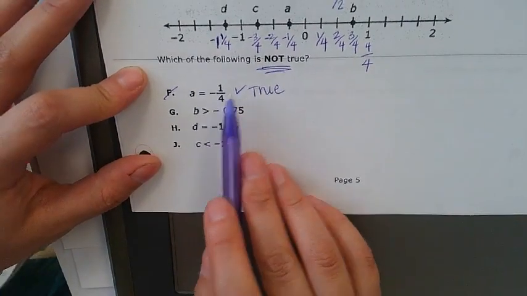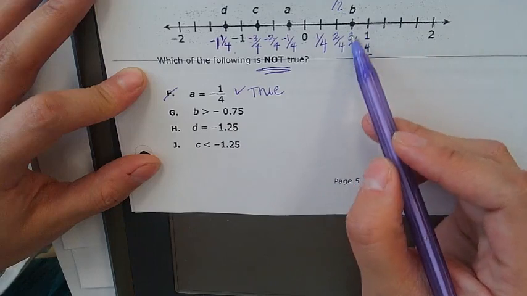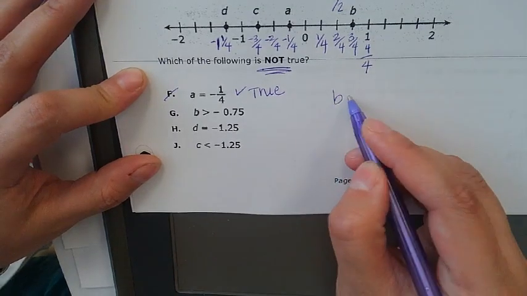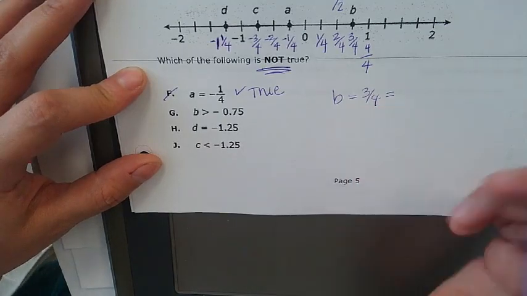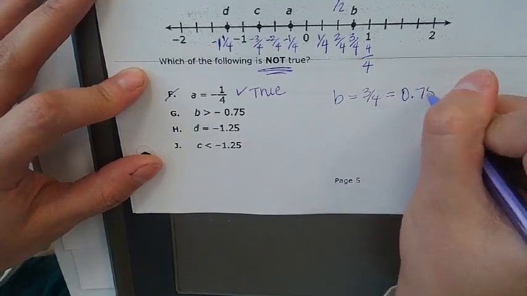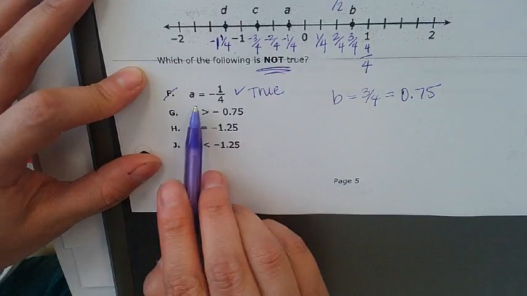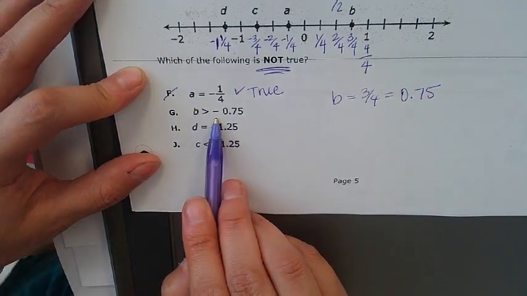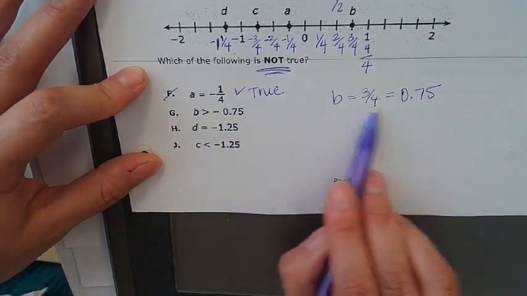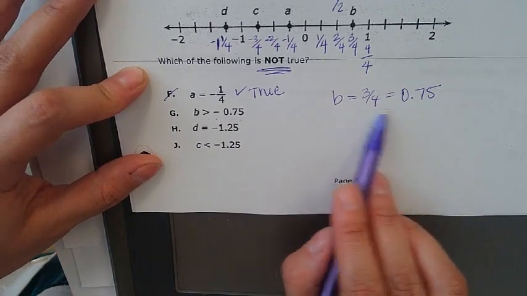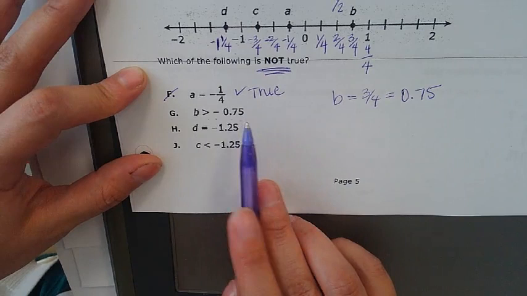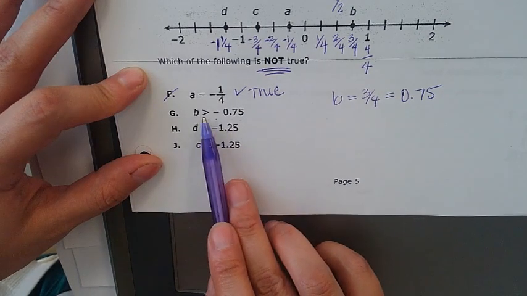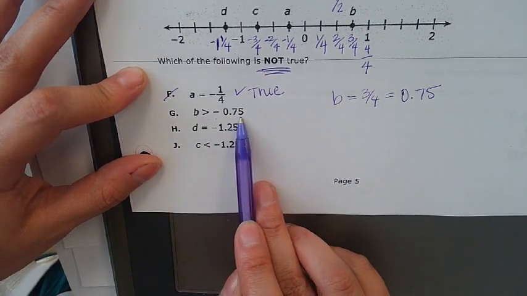Letter B. B is equal to what? 3/4? B is equal to 3/4. That's the same thing as 0.75 in decimal. Good job. Think about a quarter, 3/4 out of 4. It says B is greater than negative 0.75. Is this greater than negative 0.75? No, it's not. Yes. Think again. Yeah, it is. Is it bigger, greater than negative 0.75?